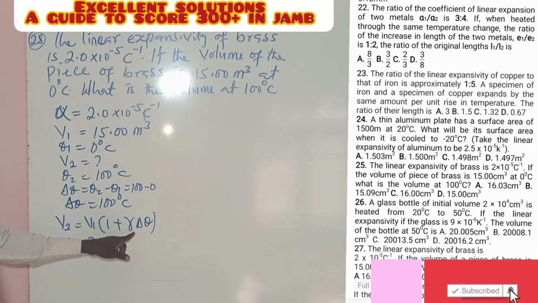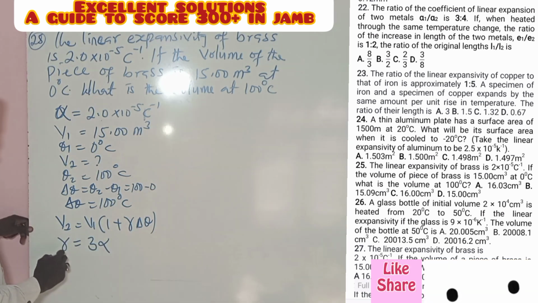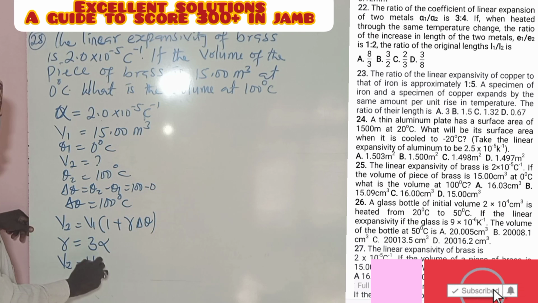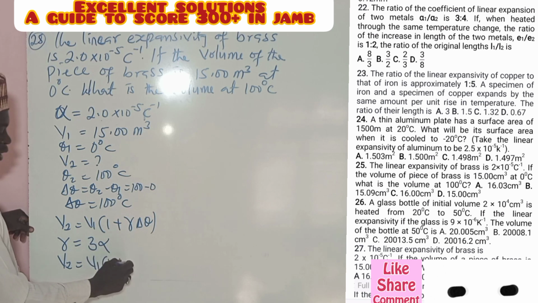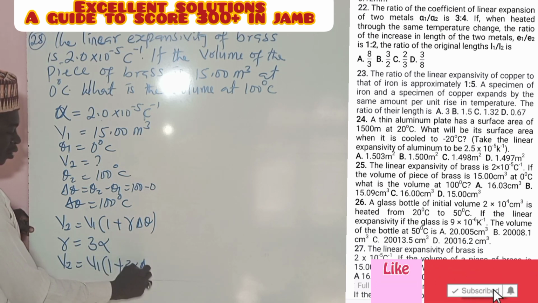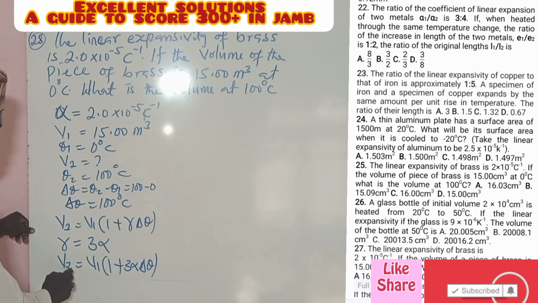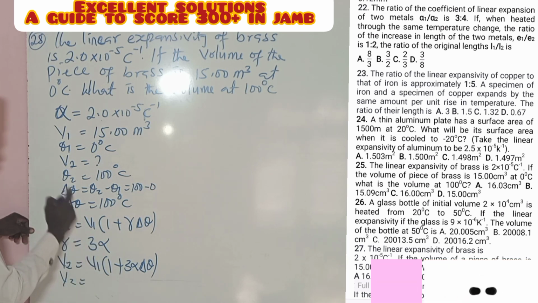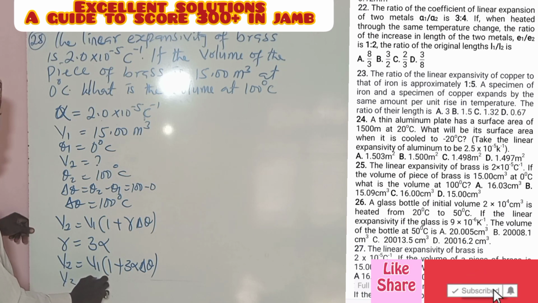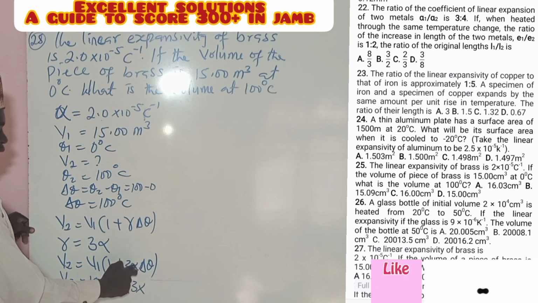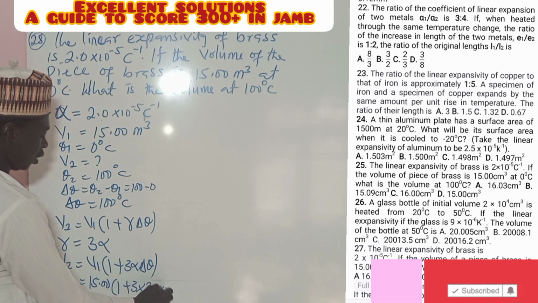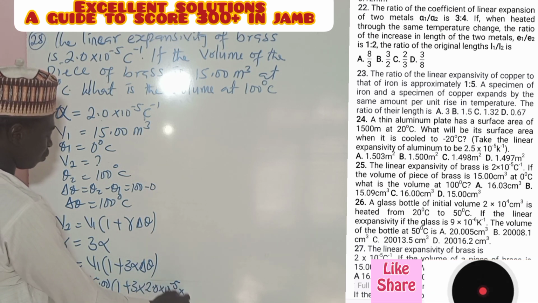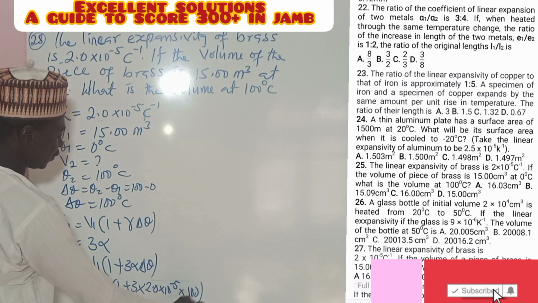So where we have gamma, we substitute it with 3 alpha. Then we have V2 equals V1 bracket open 1 plus this gamma, we substitute it with 3 alpha delta theta. So V2 is now equal to our V1, which is 15.00, bracket open 1 plus 3 times our alpha, which is 2.0 exponential minus 5. Then multiply by our delta theta, which is 100.